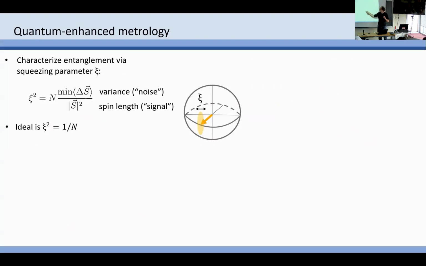Now, in general, you can characterize how well you perform above the standard quantum limit for non-entangled particles with the Wineland squeezing parameter, which is basically just the minimum variance along the axis I care about divided by the spin length. So it's a noise to signal ratio. So smaller ξ² is better. And the ideal is ξ² is 1 over n, which would be the Heisenberg limit.